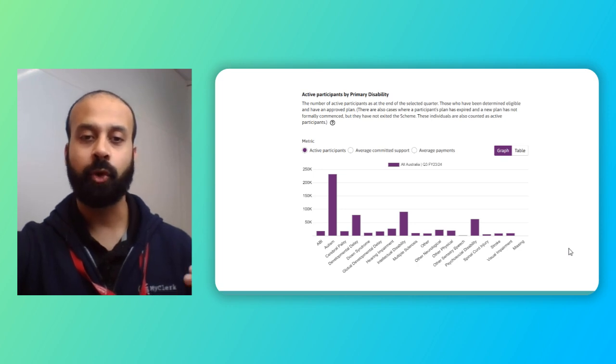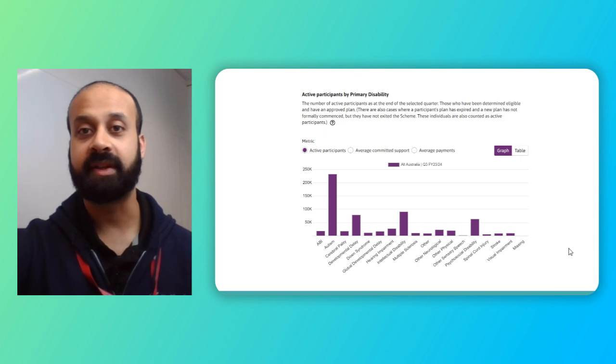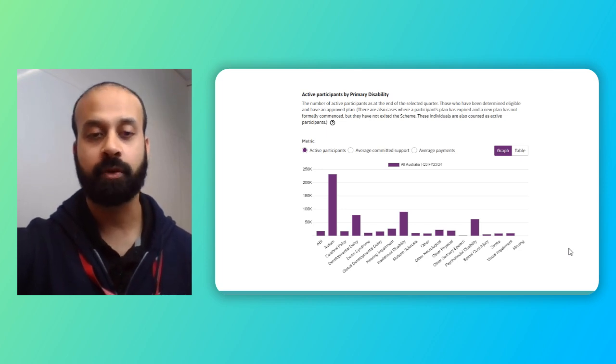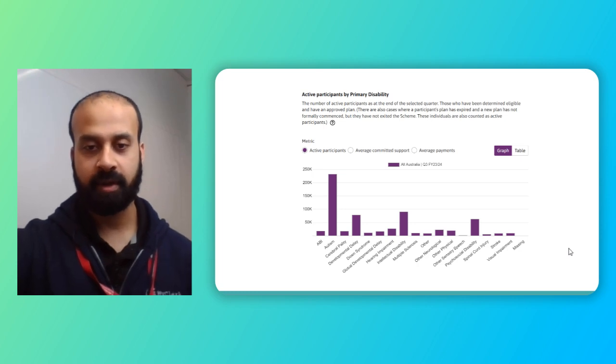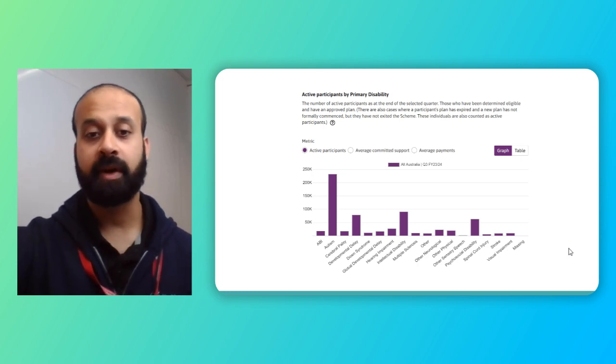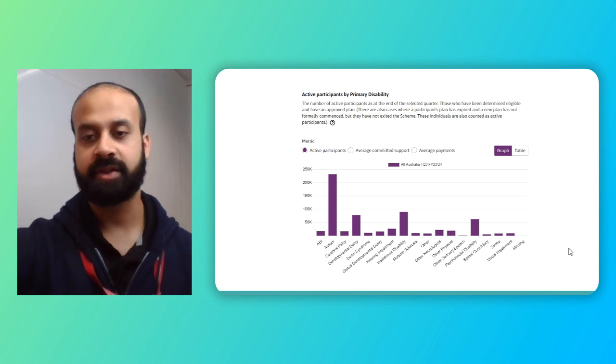And if you look at some of the tall towers, you will notice that psychosocial disabilities tend to be more predominant. So for example, autism has the highest prevalence, followed perhaps by intellectual disability, followed by developmental delay, followed by psychosocial disability as an umbrella term.